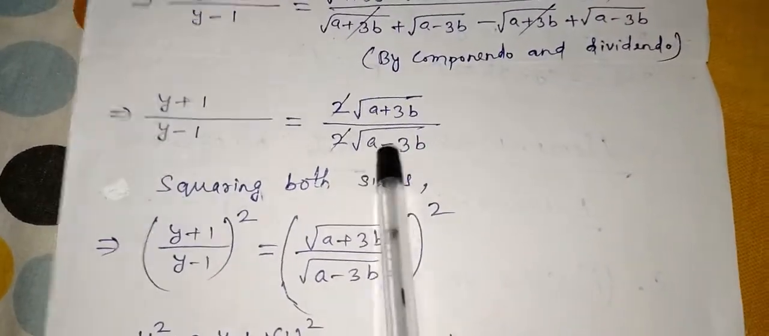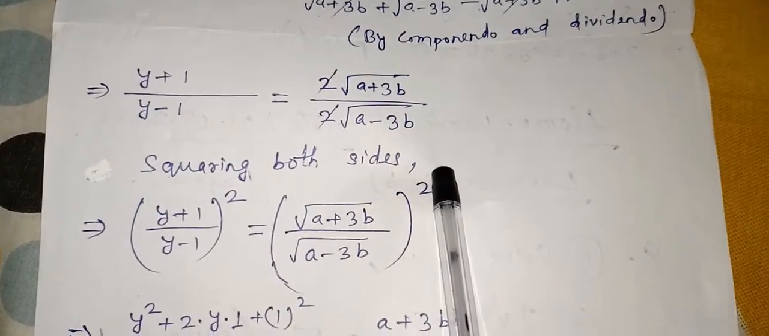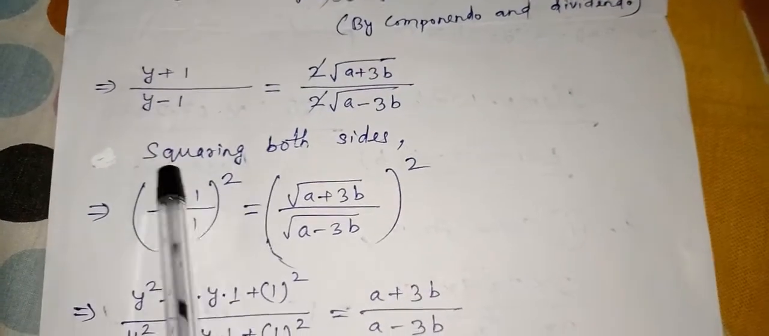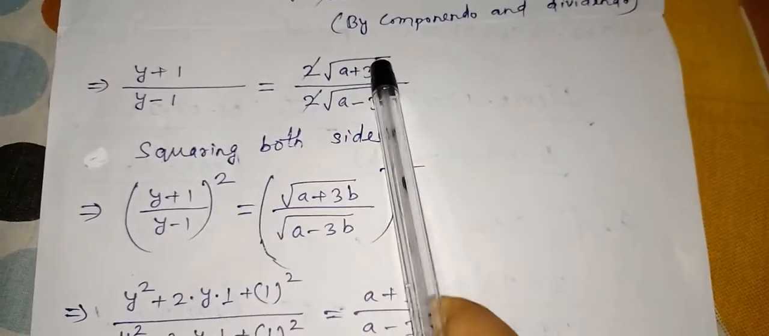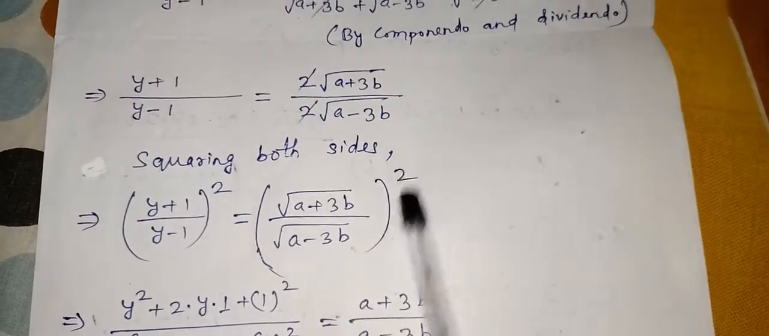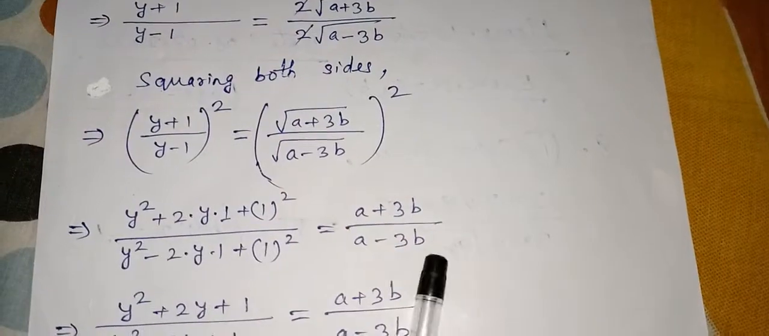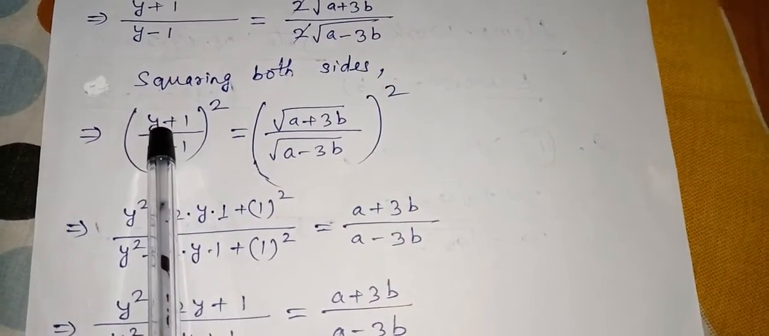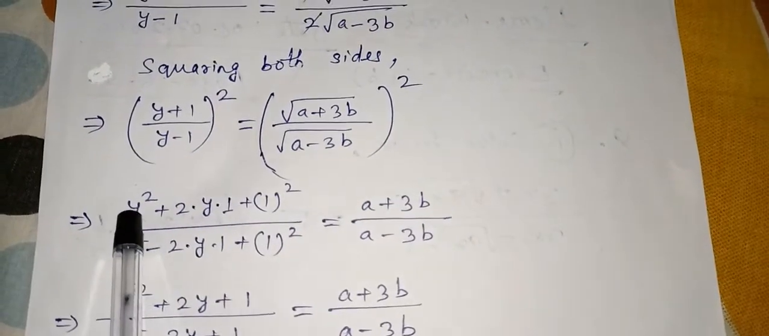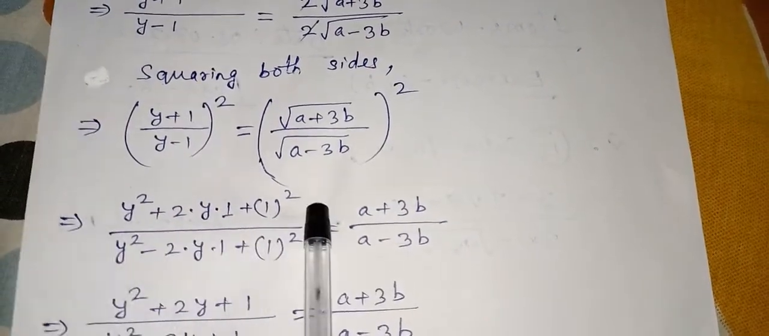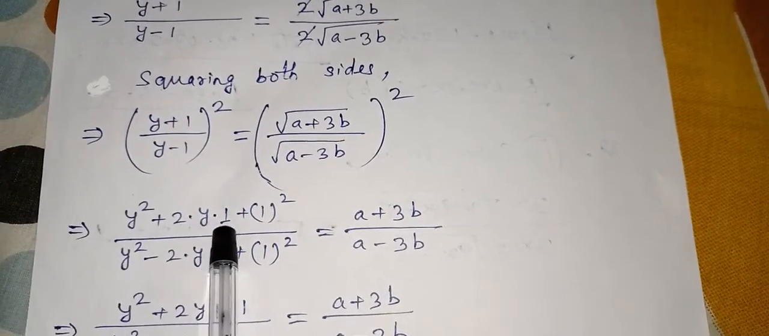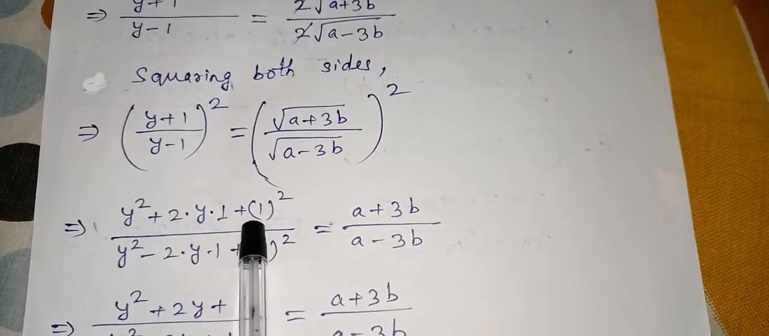So to remove root over, we are doing squaring both sides. Yesterday also I had done this squaring. So while doing squaring both sides, same thing we wrote, and we did whole square equal to root over a plus 3b by root over a minus 3b. We did squaring both sides. Now here I can apply the formula of a plus b whole square, and here a minus b whole square. So formula is a square plus 2ab plus b square. That means a is y, b is 1. So y square plus 2 into y into 1 plus 1 square.